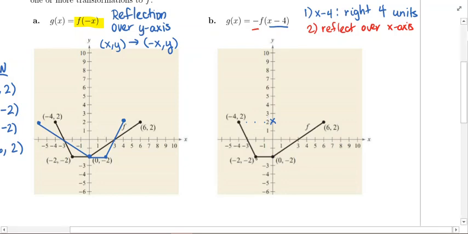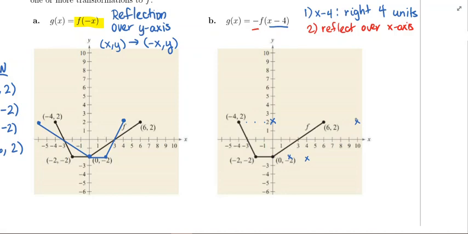All right, the next point, negative 2, negative 2. I need to move it right 4 units. 1, 2, 3, 4. So it's going to get sent right here to 2, -2. The point at 0, -2, I need to move it 4 units to the right. 1, 2, 3, 4. It's going to 4, -2. And then lastly, the point that's at 6, 2 needs to move over 4 units. So 1, 2, 3, 4, it's going to go to 10, 2. So we've done the shift right 4 units. Those are the x's.